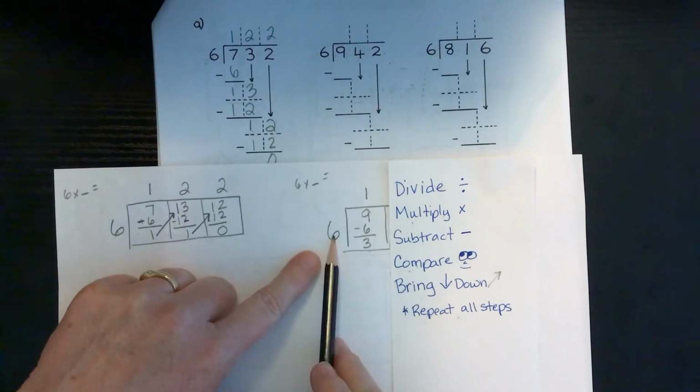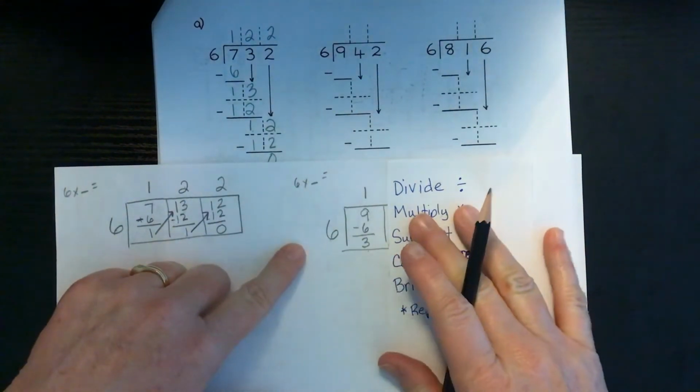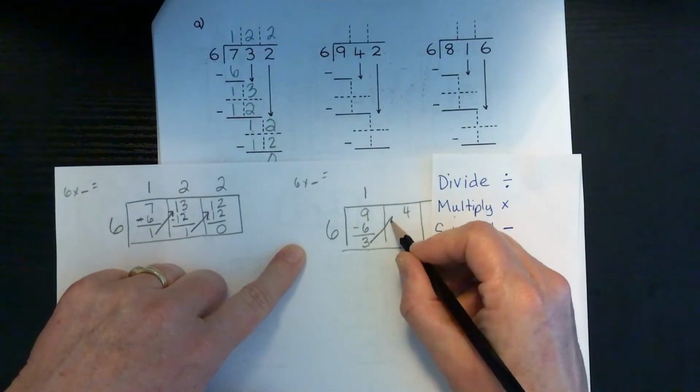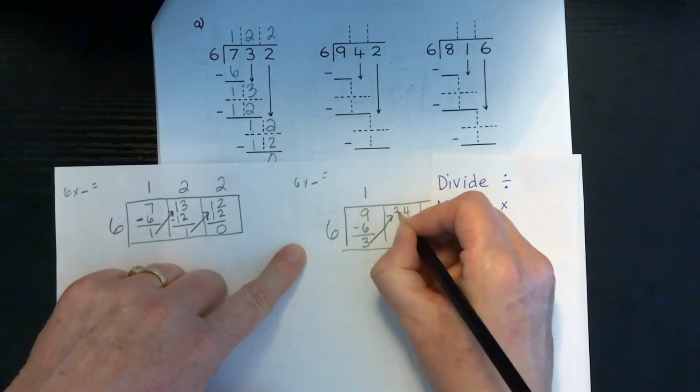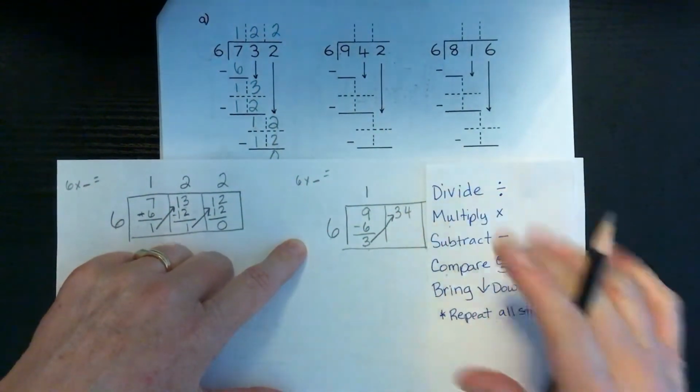Now I'm going to compare. Is it less than my divisor? Then I'm okay, as long as it's less. So now I'm going to bring over. If you're doing the algorithm, you are bringing down. I have a whole new number now. I have 34. So I'm going to start again.